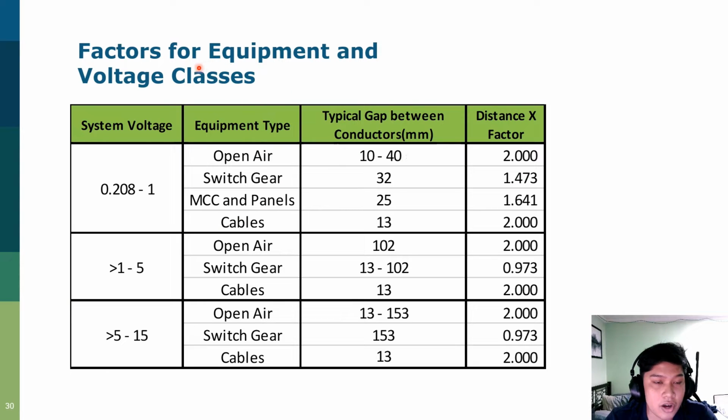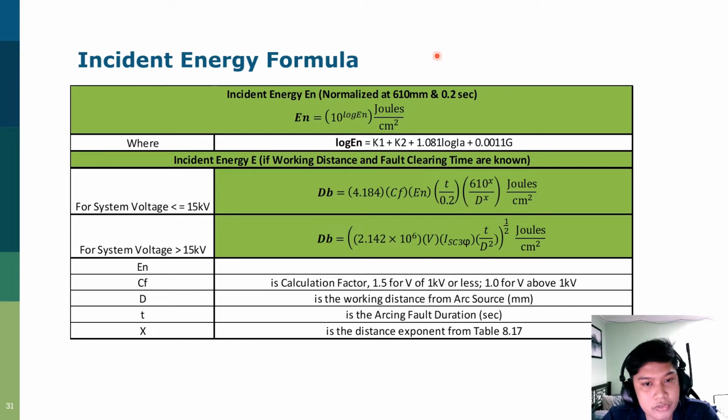So this is the factors for equipment and voltage classes. This is the system voltage, this is the equipment types, this is the gap between conductors. This is the distance X factor. So this one, we can use that in the formula in the further slides, and also this one. So incident energy formula, the formula for incident energy En is this one, where log En is this one, the formula for log En is this one.